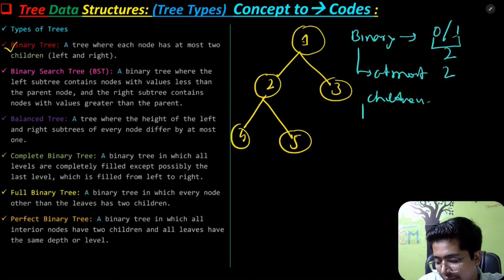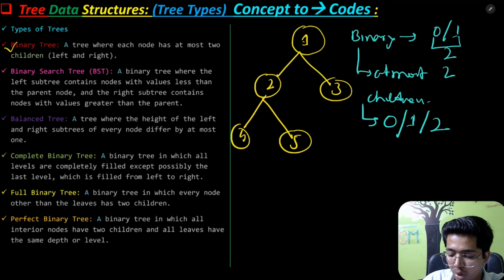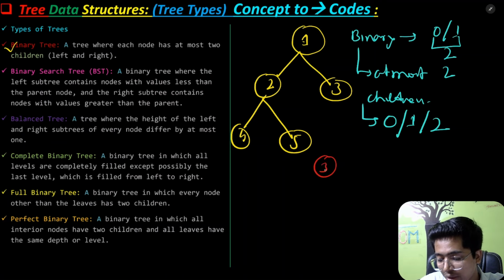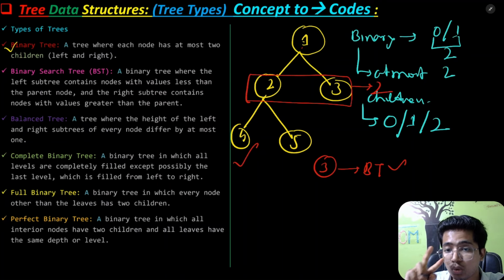So the binary tree can have either 0, or 1, or 2 children. Let's see what can be the examples of a binary tree. If you have a tree with node 3, we call it a binary tree. Yes, this is a binary tree. Now if you have this one, 2, 3, 4, 5, observe. We can call this one also a binary tree, because it has at most two children.